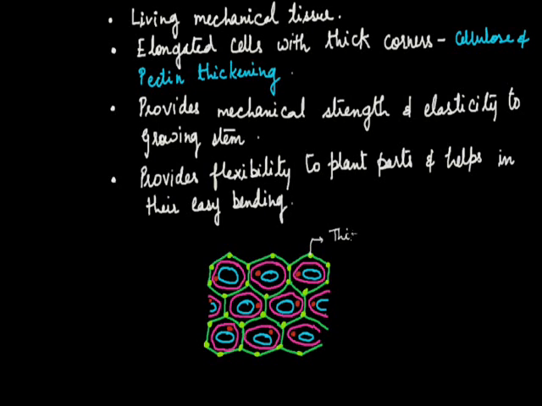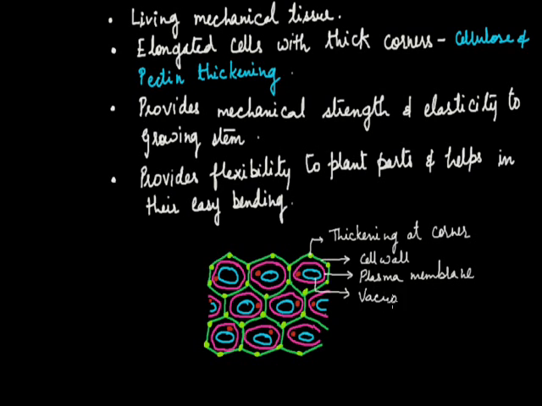This is the thickening at the corners, which is made up of cellulose and pectin. This is the cell wall. This is the plasma membrane, the large central vacuole, the peripheral layer of cytoplasm containing the nucleus, and we can see there are no intercellular spaces between the cells.